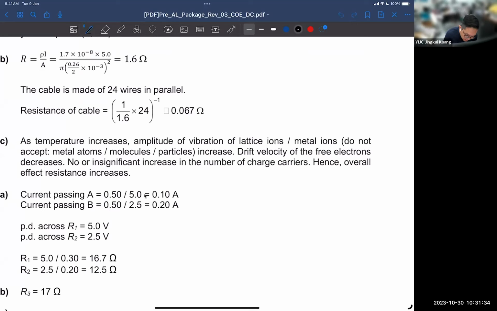All right, so you want to always talk about this one. This is important. This is the main thing: amplitude of vibration of matter. Do not accept matter; use atoms, molecules and particles. They want you to use the key terms here. Anyway, I agree with this one to be clear about the terms. So drift velocity decreases. Basically your electrons are being impeded by the increased vibration of the lattice ions. So, 3 points.